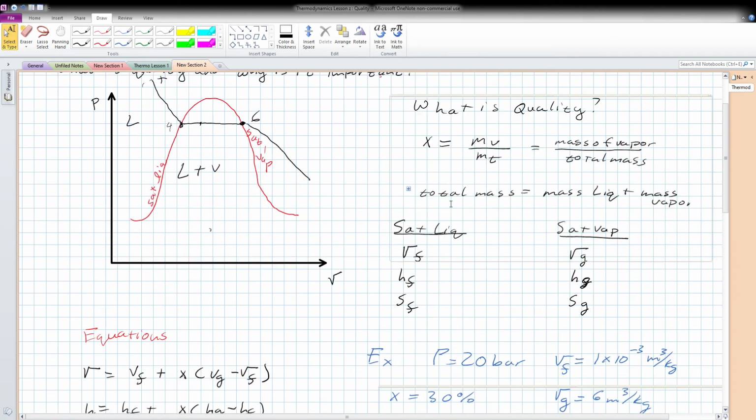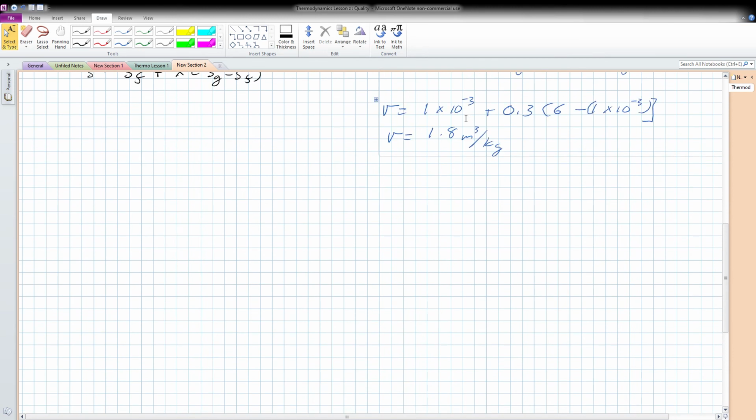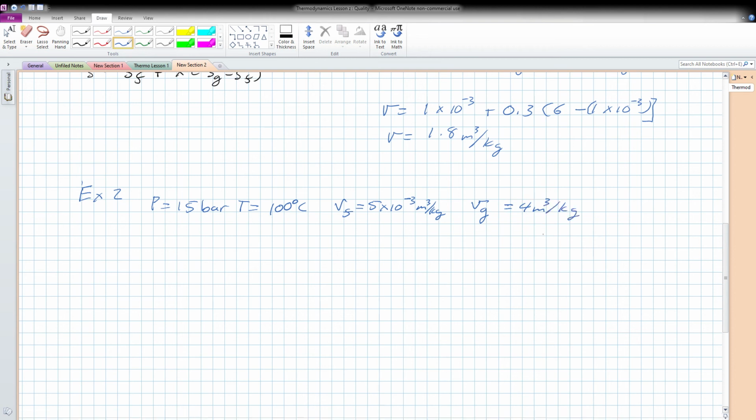Now, if I know where my specific volume of my fluid is inside this dome here, I can also determine, well, what's my quality? By simply solving this equation in reverse. So, example 2. My pressure is 15 bar for my working fluid. Temperature, 100 degrees Celsius. Specific volume of the fluid, we'll say is 5 times 10 to the negative 3 meters cubed per kilogram. Specific volume at saturated vapor is 4 meters cubed per kilogram. My specific volume at my point inside the dome is 2 meters cubed per kilogram.